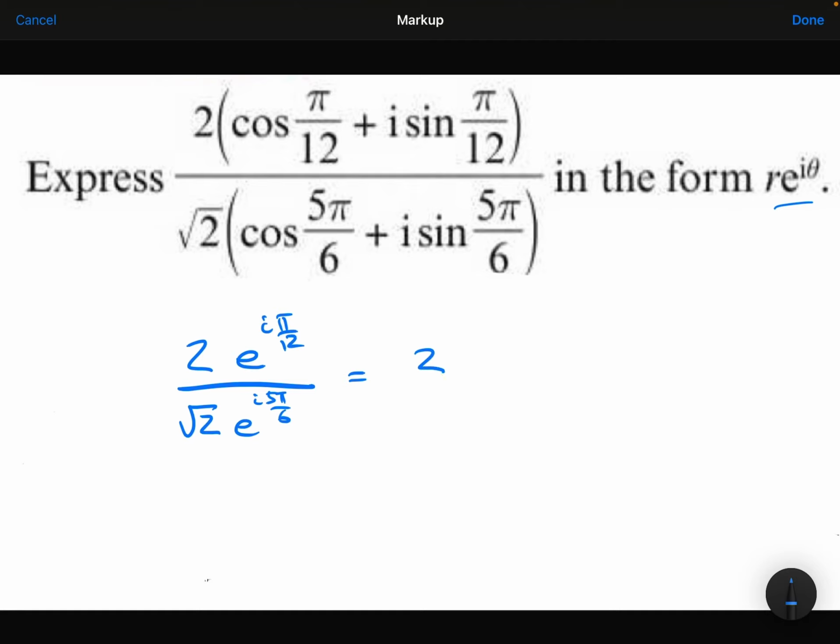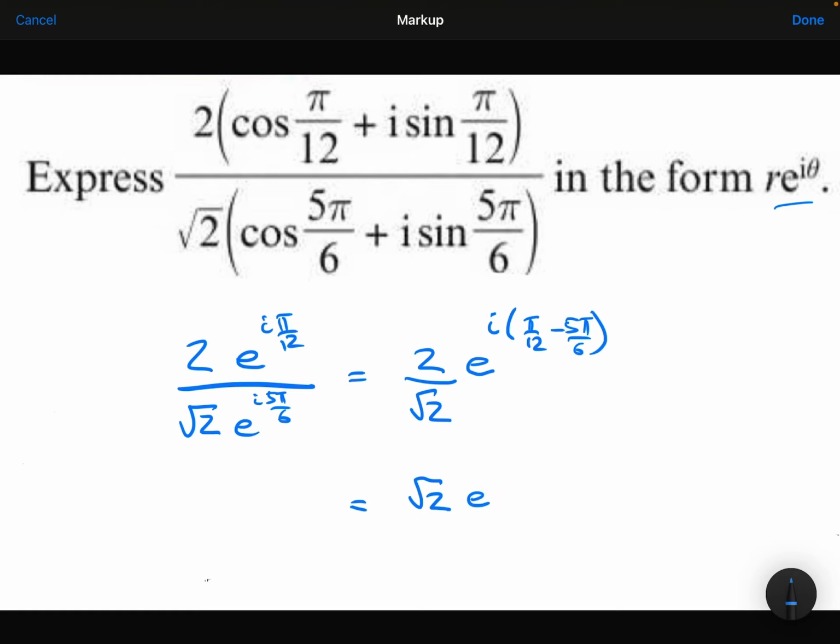I can do the 2 divided by the root 2. That's me dividing the moduluses. And now I'm going to subtract the arguments. So I'll have pi over 12 minus 5 pi over 6. The 2 over root 2 will simplify. If I rationalise that, it will just be root 2.